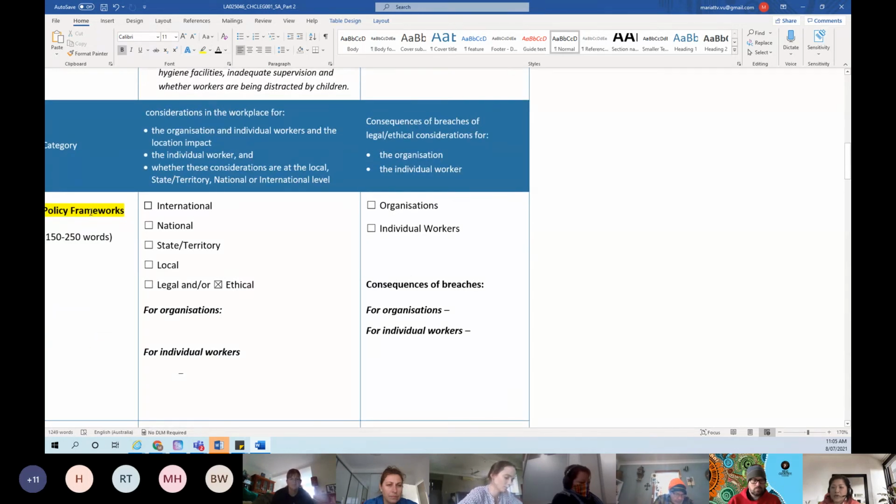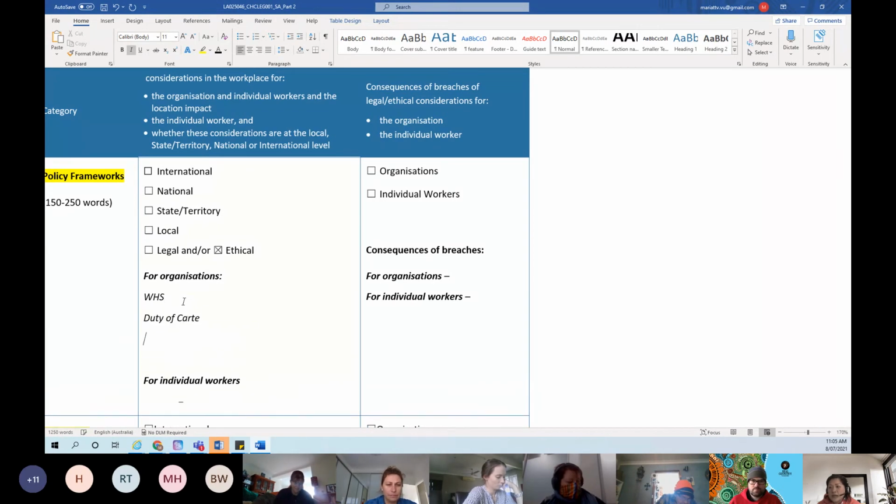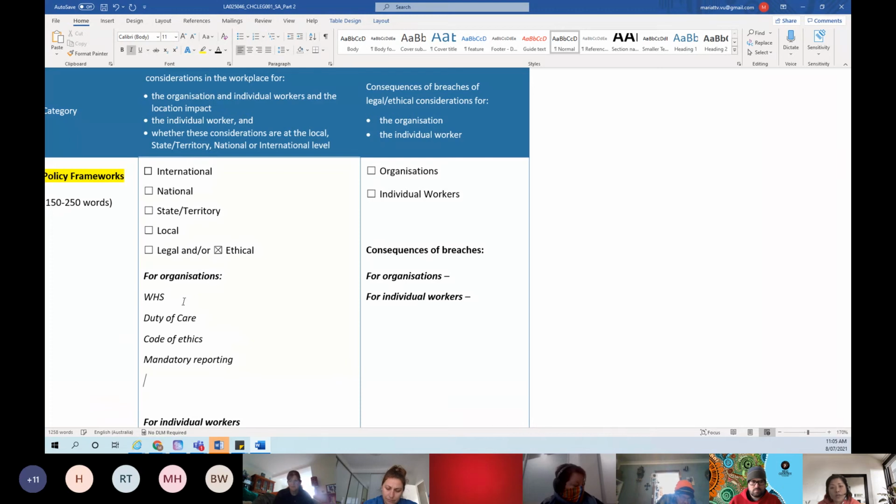Let's start with policy frameworks. A lot of students get confused because of the word frameworks. I want you to ignore the word framework and think about 3 relevant policies and procedures within an organisation in community services. Name 3 policies for me. What are some relevant policies that you need to know and adhere to within community services? WHS, yes, excellent, thank you. Duty of care is another. So I'm going to write WHS, duty of care, code of ethics, amazing. I'm going to put mandatory reporting, because that's really important. And one more, privacy and confidentiality. That's really important within community services.